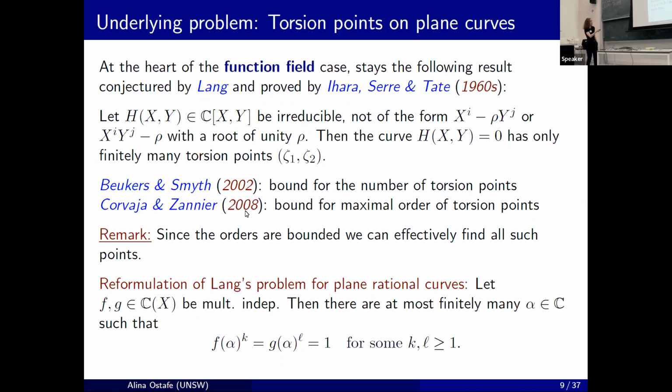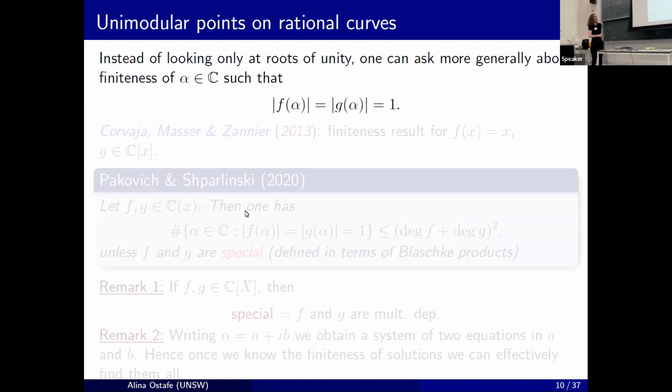Then there are at most finitely many complex numbers such that both f of alpha and g of alpha are roots of unity. Yeah, so this is about the presence of torsion points on the curve f of t, g of t, as t runs over all complex numbers on the parametric curve. Now, this was about torsion points on plane curves.